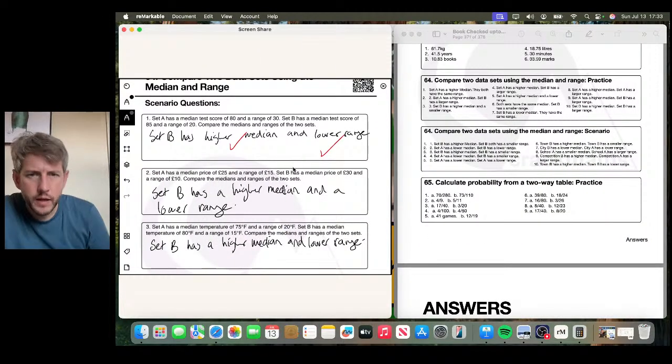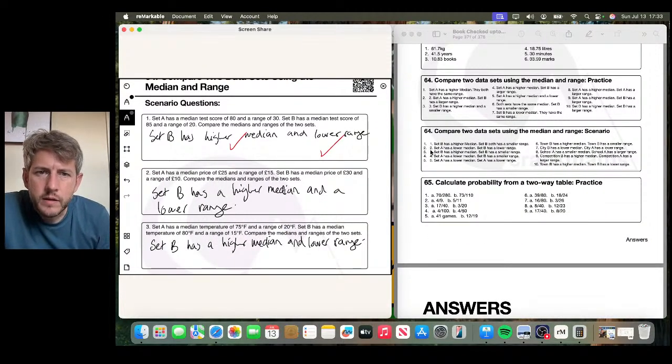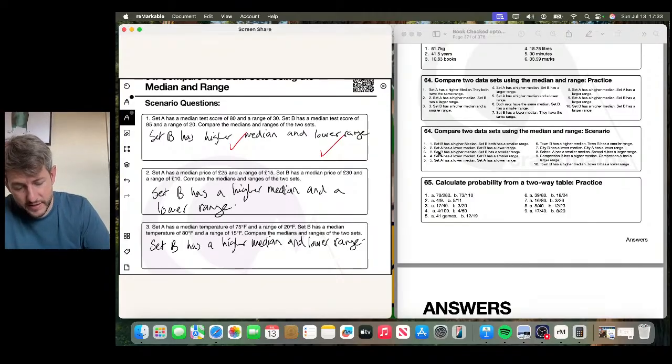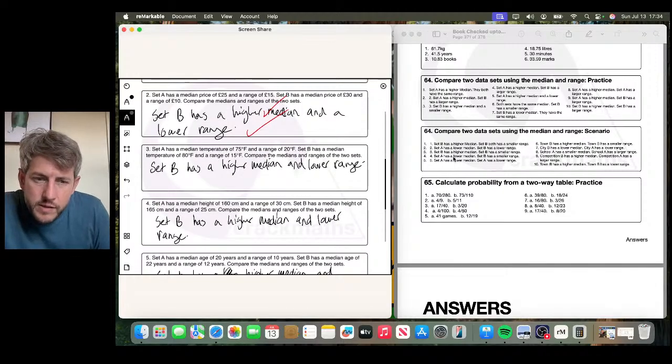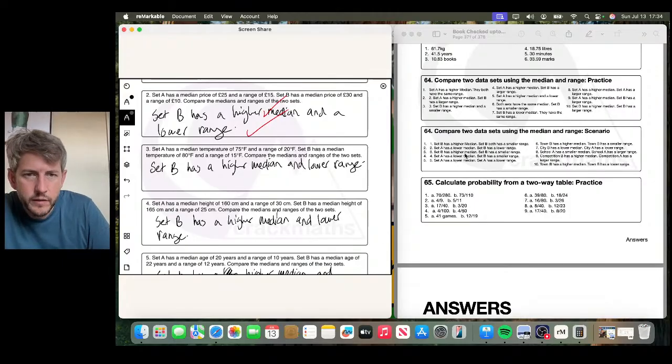Right, next one. Set A has a lower median. Well, I've said set B has a higher median. Yeah, that's fine. Set B has a lower range. Yep, a lower range. Question 3. Set B has a higher median. Set B has a smaller range. Yeah.